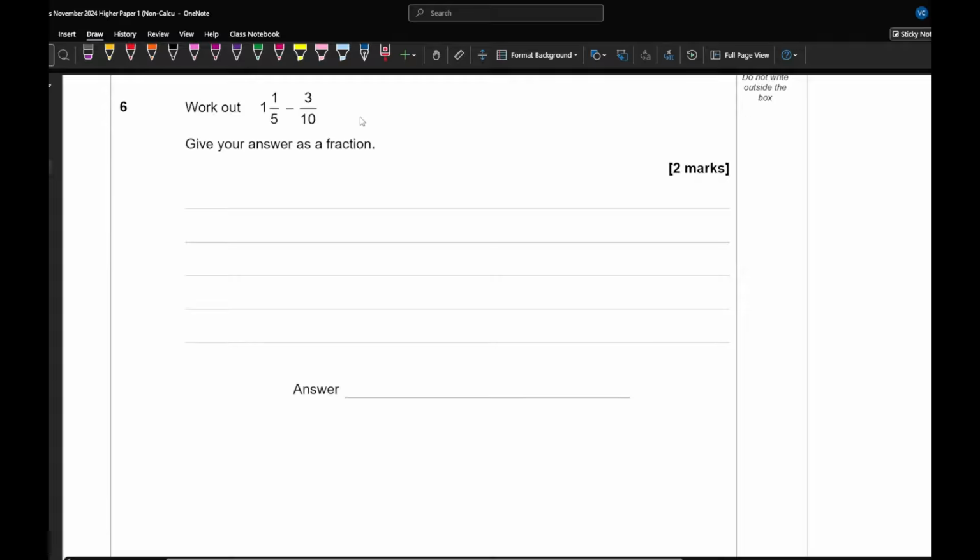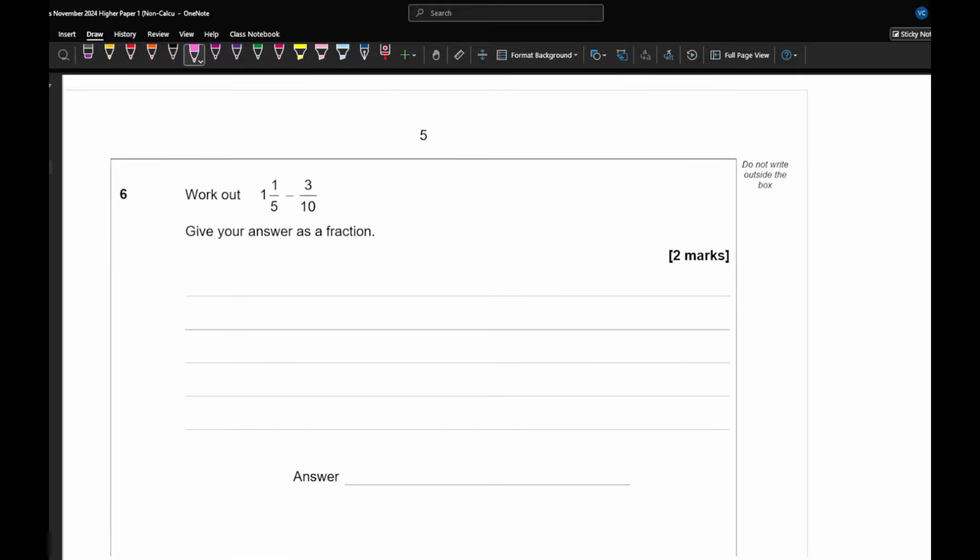Moving on to question 6, it says work out 1 1/5 take away 3/10. So the first thing I need to do here is convert 1 1/5 into an improper fraction. So that's going to be 1 times 5, which is 5, plus 1, which is 6. So it's going to be 6 over 5 minus 3 over 10. And then I want a common denominator, which I'm going to choose is 10. So I need to multiply this first fraction by 2. So that's going to be 12 over 10 minus 3 over 10, which once the denominators are the same, I just take away the numerators, giving me a final answer of 9 over 10.